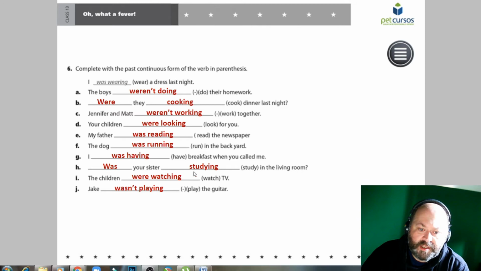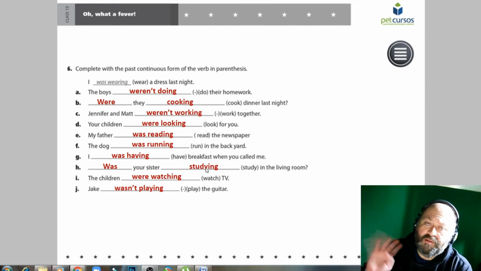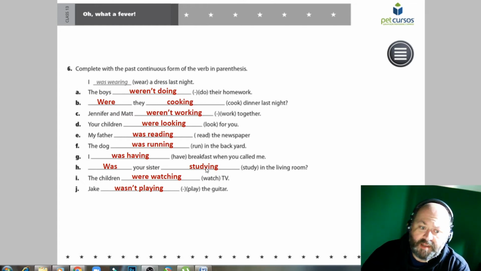H. Was your sister studying in the living room? Yes, your sister, she, so was, você usou. Com y, né, verbos terminados em y, é só colocar ing, não se aplicam aquelas regrinhas lá do simple present, né, para falar verbos e tal, é o ing, direto. Não importa se é consoante y, vogal y, coloca o ing.